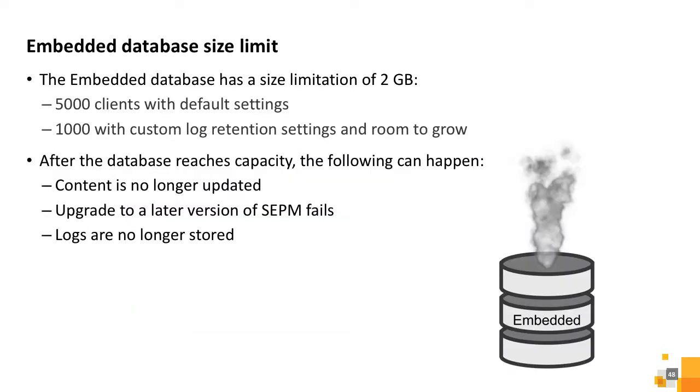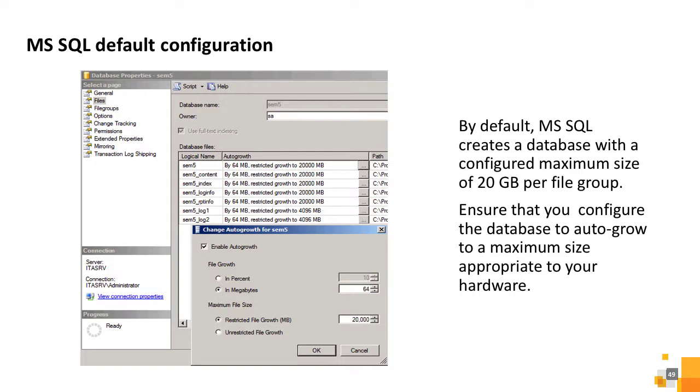This slide shows the embedded database size limitations and what occurs when that limit is reached. The MS SQL default database configuration slices the database into file groups per table type, for example, logs, content, and policies. Each file group has a default size of 20 gigabytes. When deploying a large environment, you must configure SQL so that the maximum size for the file groups matches available free space on the SQL Server's hard disk.